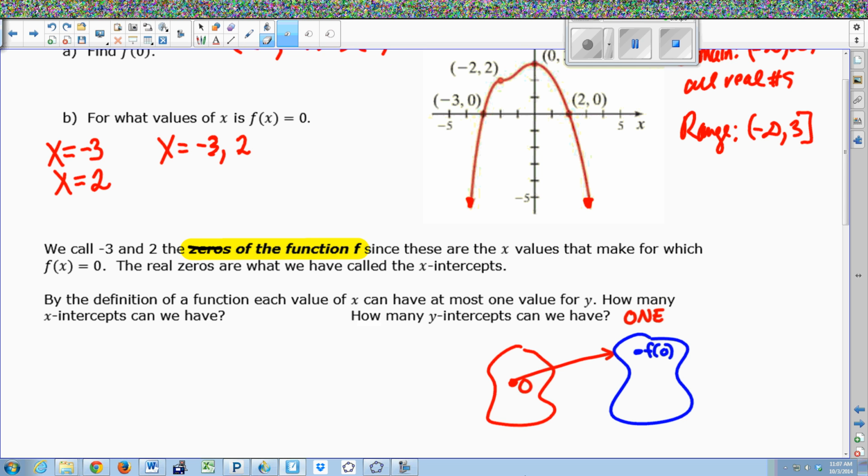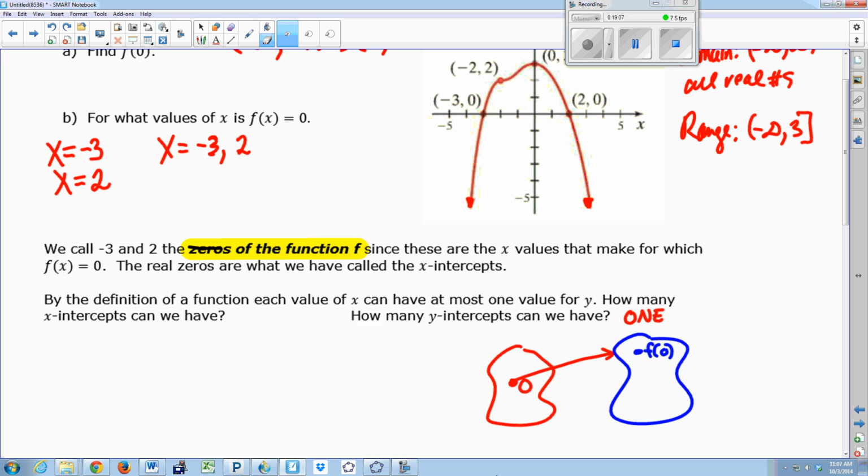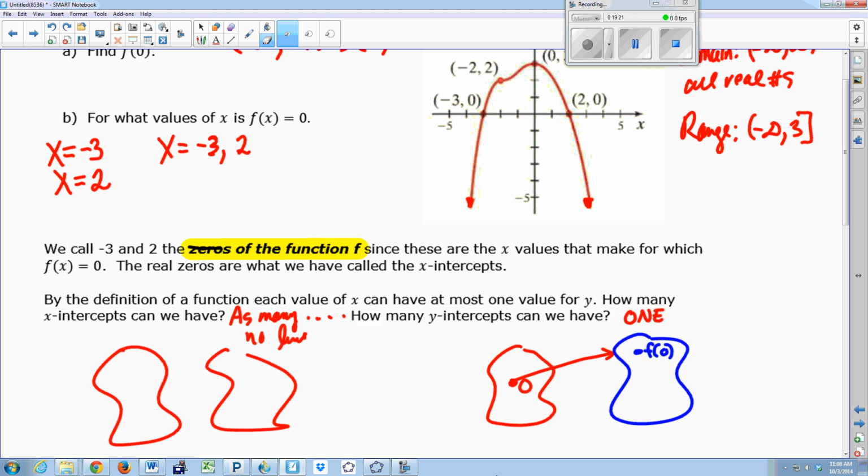How about for x-intercepts? Katie? As many as you want, there's no limit, okay? Because all our x-intercepts, regardless of however many you have over here, x1, x2, x3, x4, they're all going to one unique output called 0 to be an x-intercept, okay? So yes, there is no restriction on the number of x-intercepts, but there is a restriction because of the way we define what a function is.